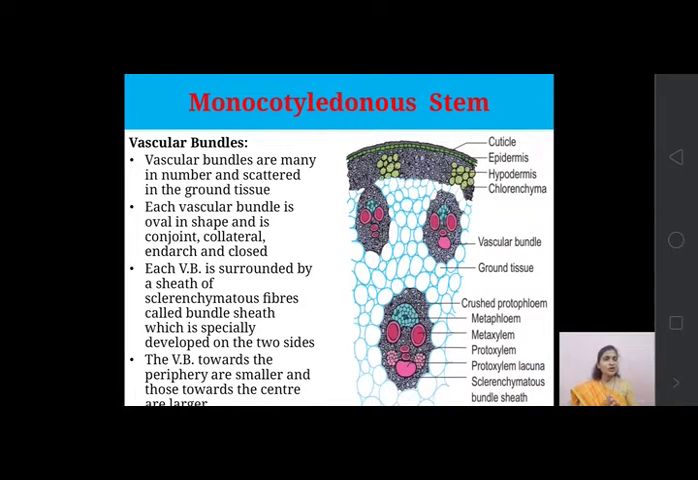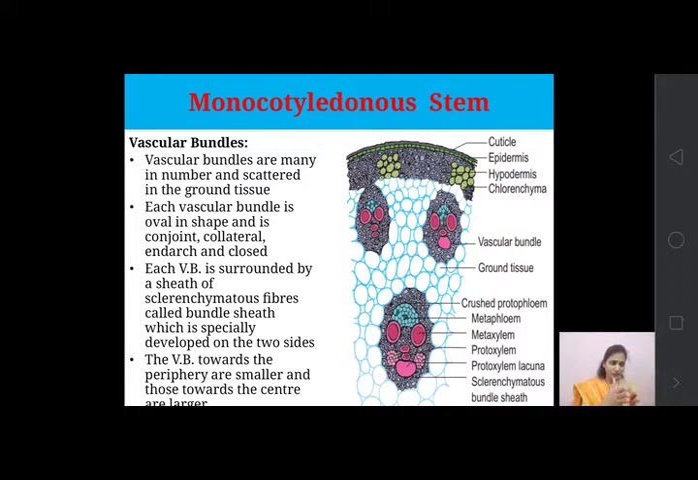You can also differentiate in the diagram that the two vascular bundles that face towards the epidermal region are somewhat smaller in size as compared to the middle one, which is directed towards the center and is somewhat larger in size. So at the peripheral region, the vascular bundles present are smaller in size, and at the central region, the vascular bundles present are larger in size. Okay, so this is about the vascular bundles.